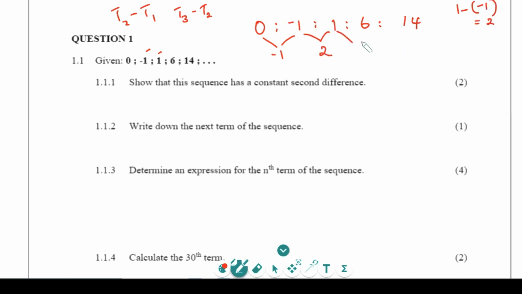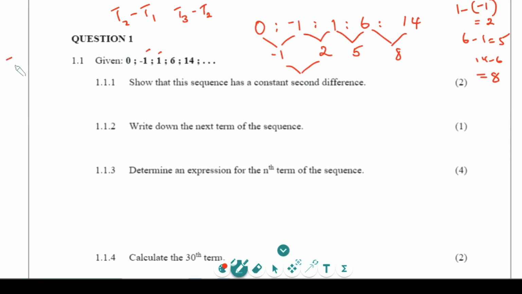Okay, and then what if I try 6 minus 1? That gives me a 5. And then 14 minus 6, I'm going to get my 8. So this is our first difference. And then let's try to see with the second difference. So still, we subtract the second first difference and the first, and then the third and the second, something like that.